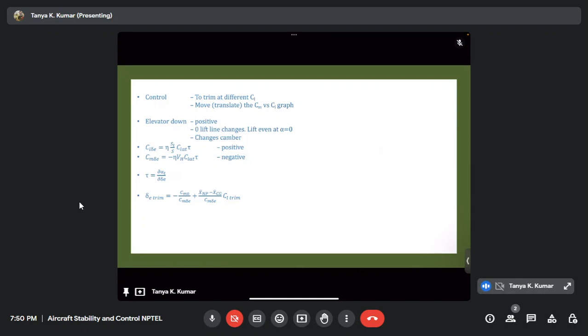So what does control do? What can you accomplish with it? Why do we need control? Why do we have control surfaces? The answers are given on the slides. Can you tell me?